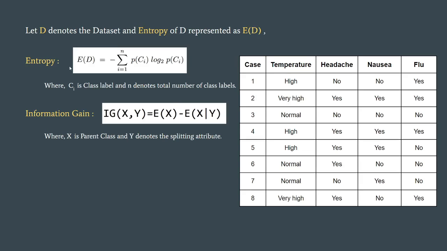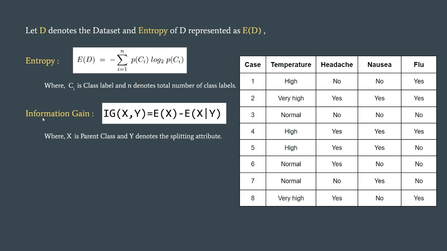The formula for entropy is E of D, where D denotes the data set. The entropy of D is the negative summation of probability of class Ci times log base 2 of probability of class Ci, where i goes from 1 to N, Ci is the class level and N denotes the total number of class levels. For flu, we have two class levels, yes and no, so N is 2 in our case, and Ci are yes or no.